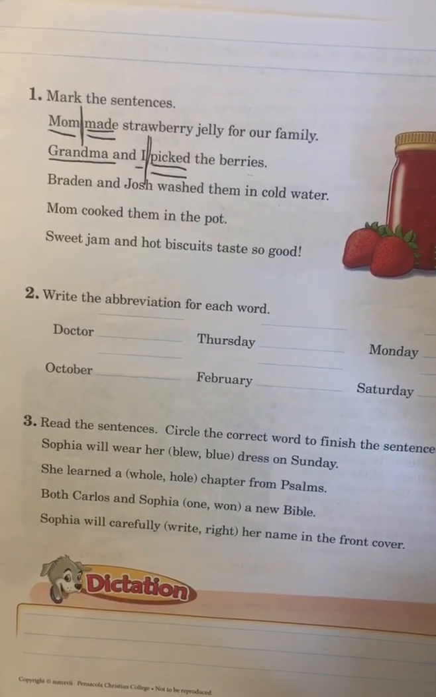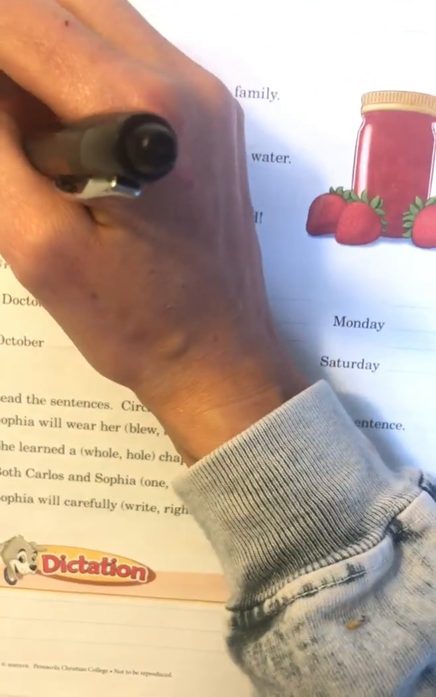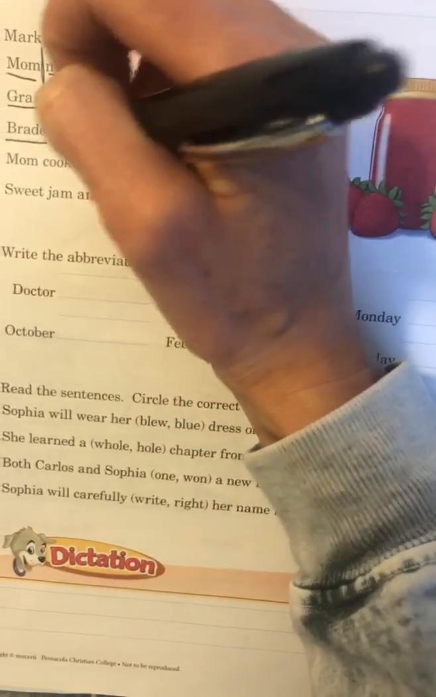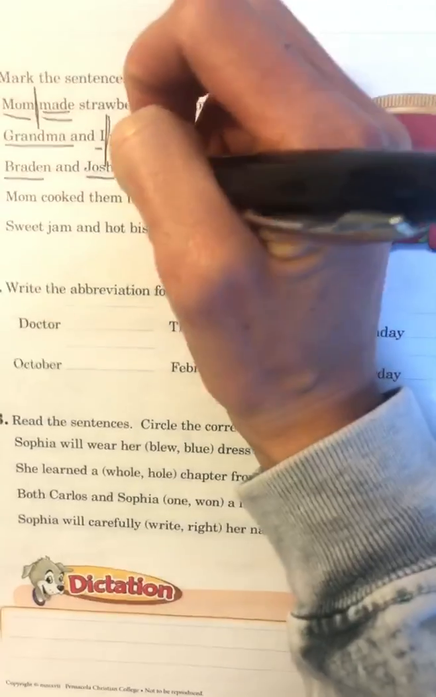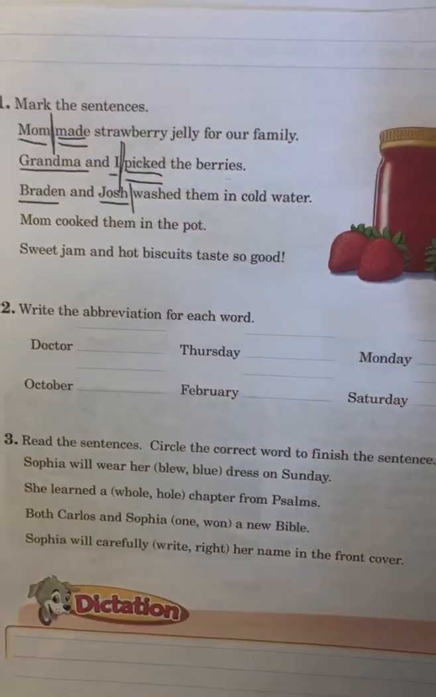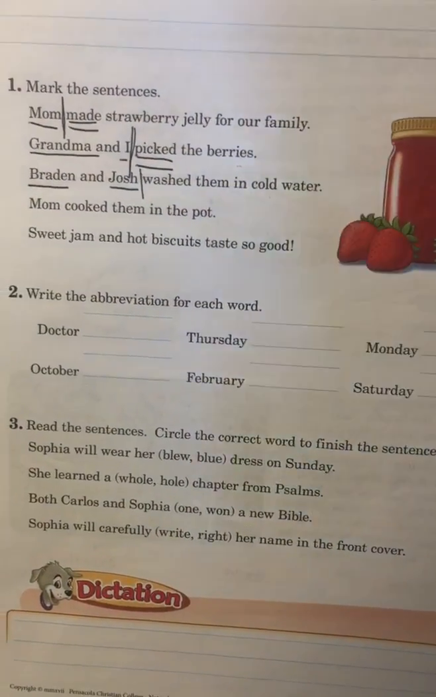So again, you have 2 subjects. Make sure you are just underlining the names. Do not underline and, because and is not a subject. We have our up and down line. And what's our verb? What did they do? Washed.